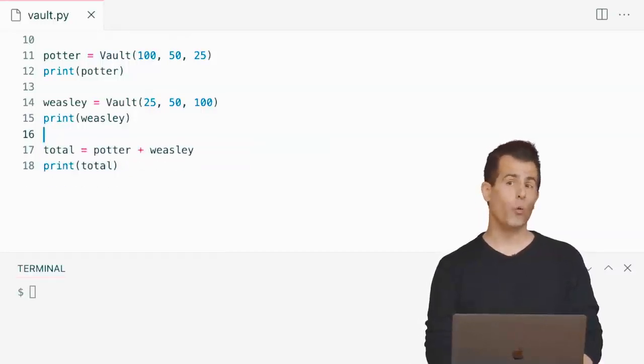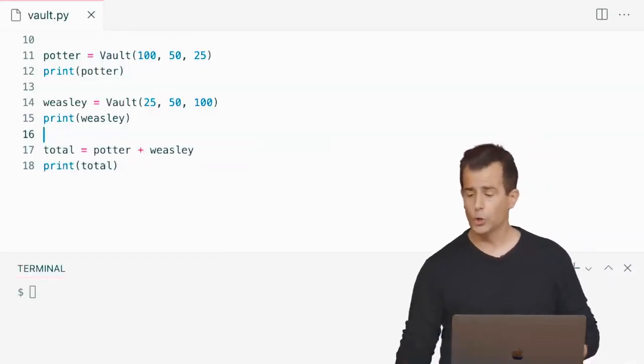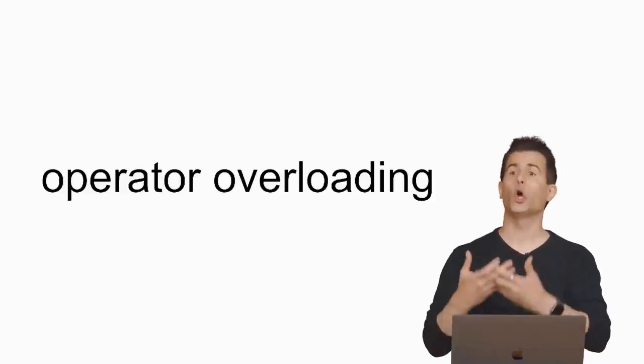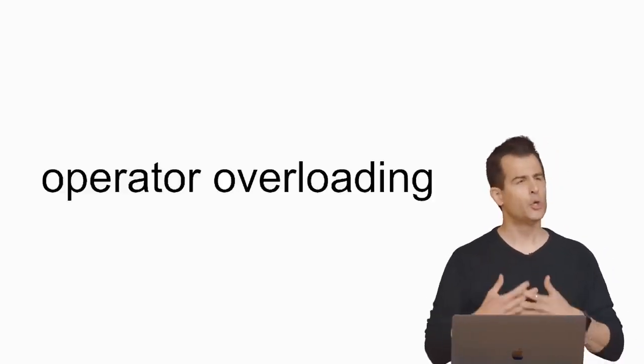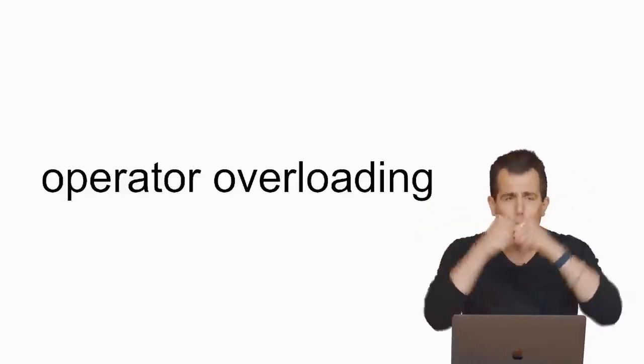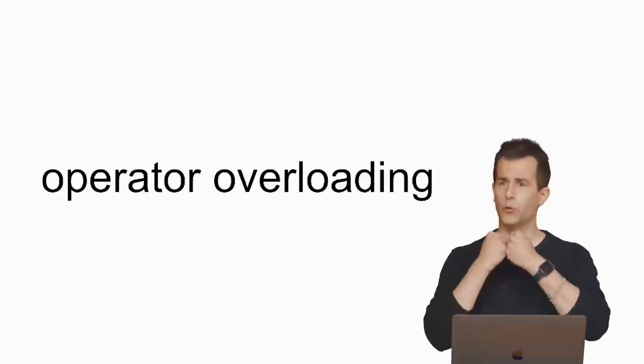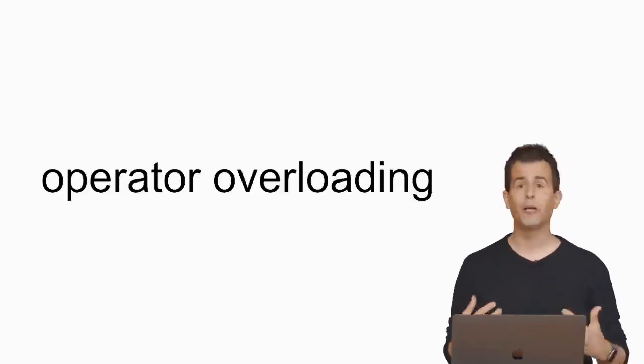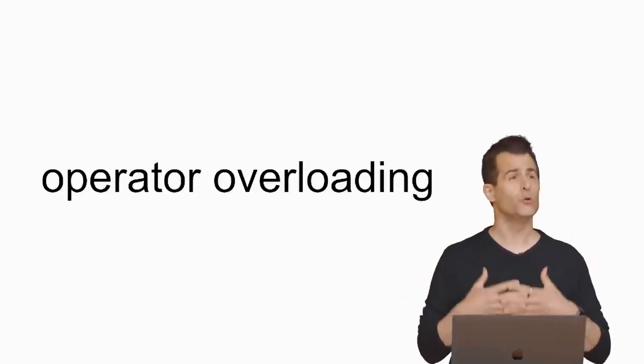logic here? Like, wouldn't it be nice if I overload the operator we know as plus, just like str does, just like list does, to allow me to add two vaults together on the left and the right? Well, it turns out in Python, and through operator overloading, there is a way to do just this.